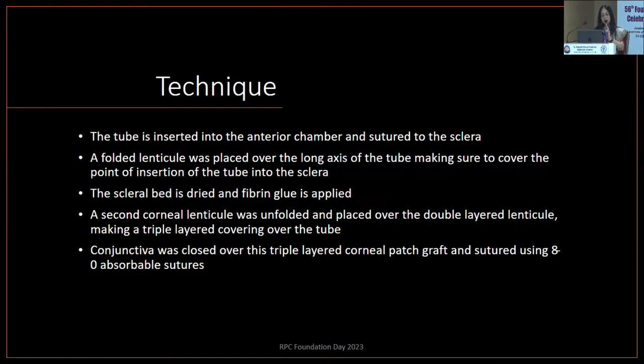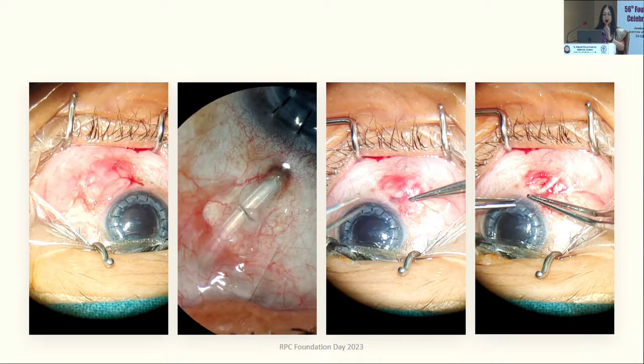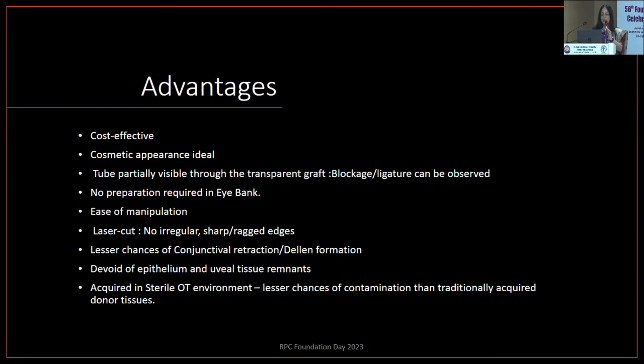And then the conjunctiva was closed with a triple layer, and this is what it looked like finally. So it was really a very gratifying experience. You can see at the extreme left what the tube looked like. It was very cost effective. Cosmetic appearance was ideal. The tube was partially visible through the transparent graft, so blockage or ligature could be observed.